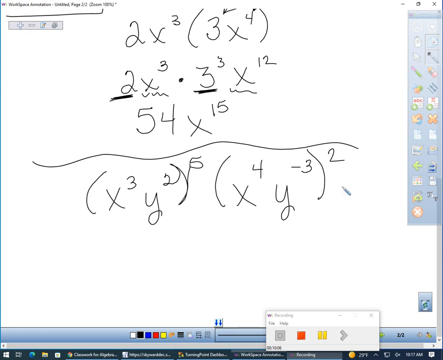Let's start with the first parenthesis. We've got to give this exponent of 5 to everything on the inside, right? So, we're doing our x first. X to the third raised to the fifth becomes x to the 15th. Good. Then we got to go here. Y squared raised to the fifth. Y to the 10th. Times by.